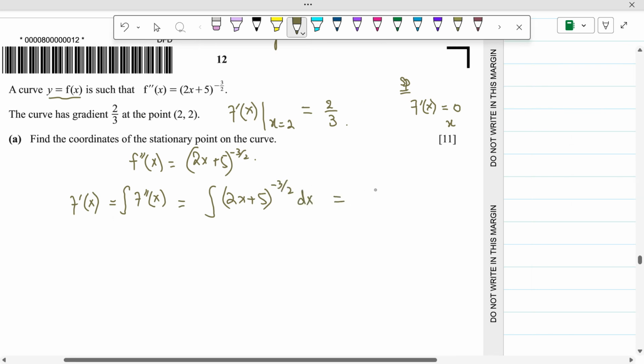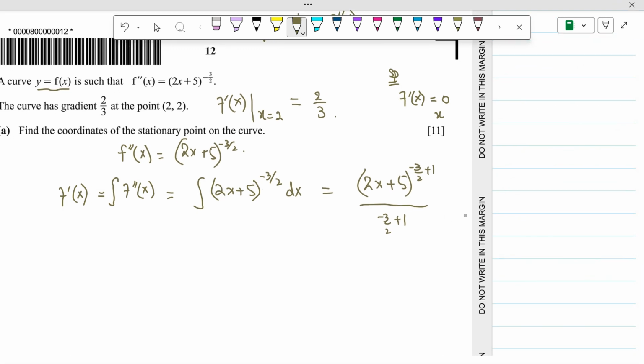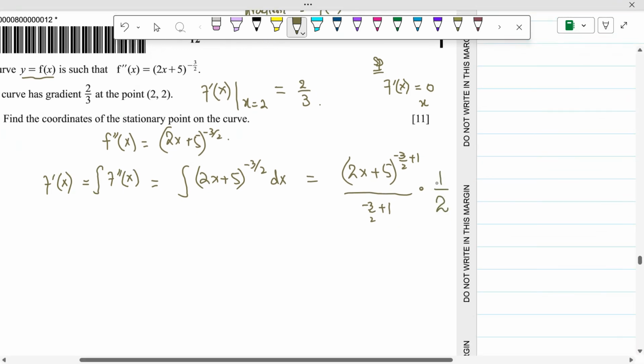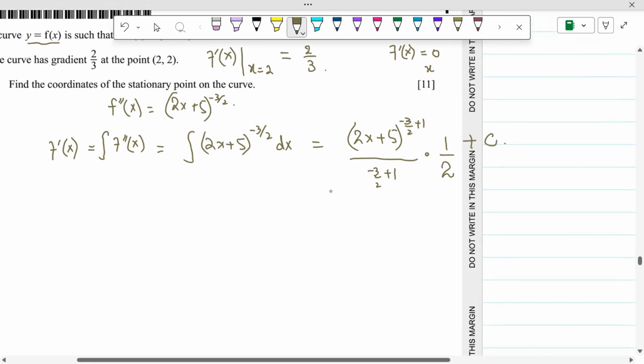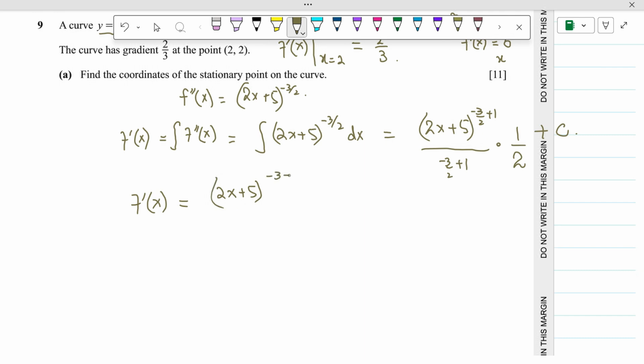Integration of this function is equal to (2x + 5) with the power increased by 1, which is negative 3 over 2 plus 1, over negative 3 over 2 plus 1. And since there is a multiple of x, which is 2, we multiply by 1 over 2 and add the constant c. So the first derivative of the function is equal to (2x + 5) to the power of (negative 3 plus 2) over 2, and in the denominator we have (negative 3 plus 2) over 2, times 1 over 2, plus c.